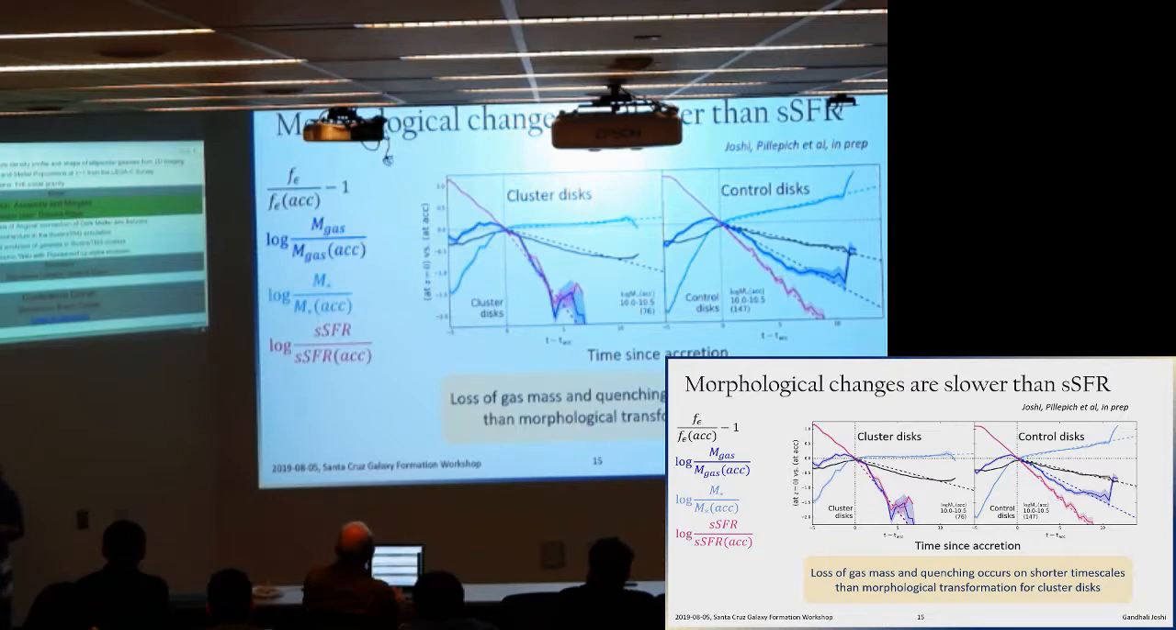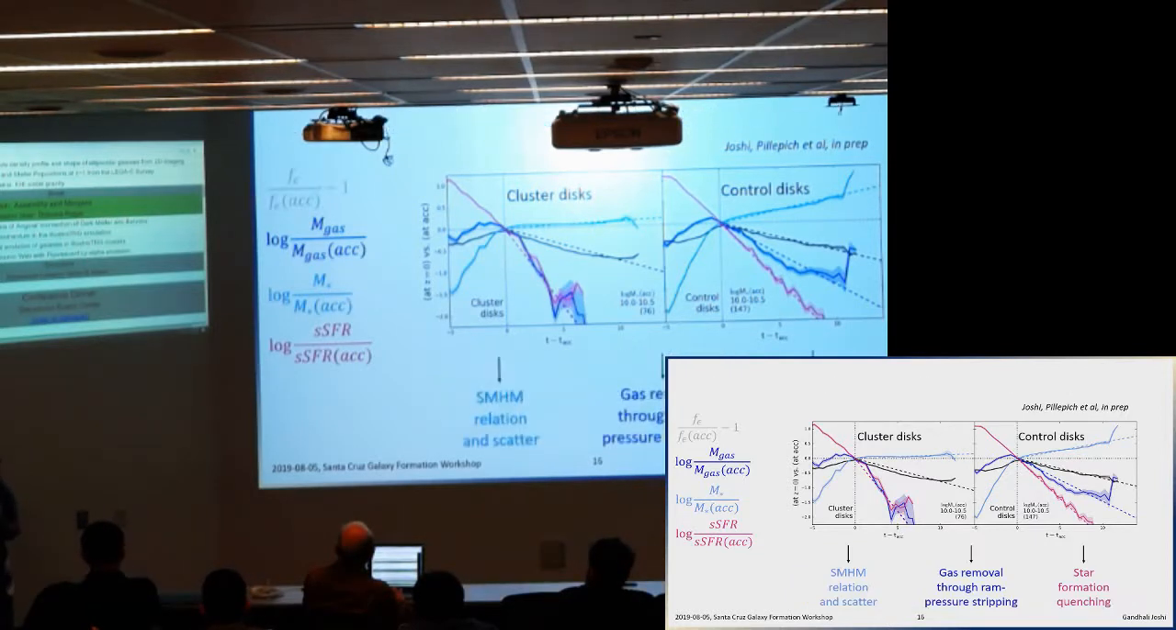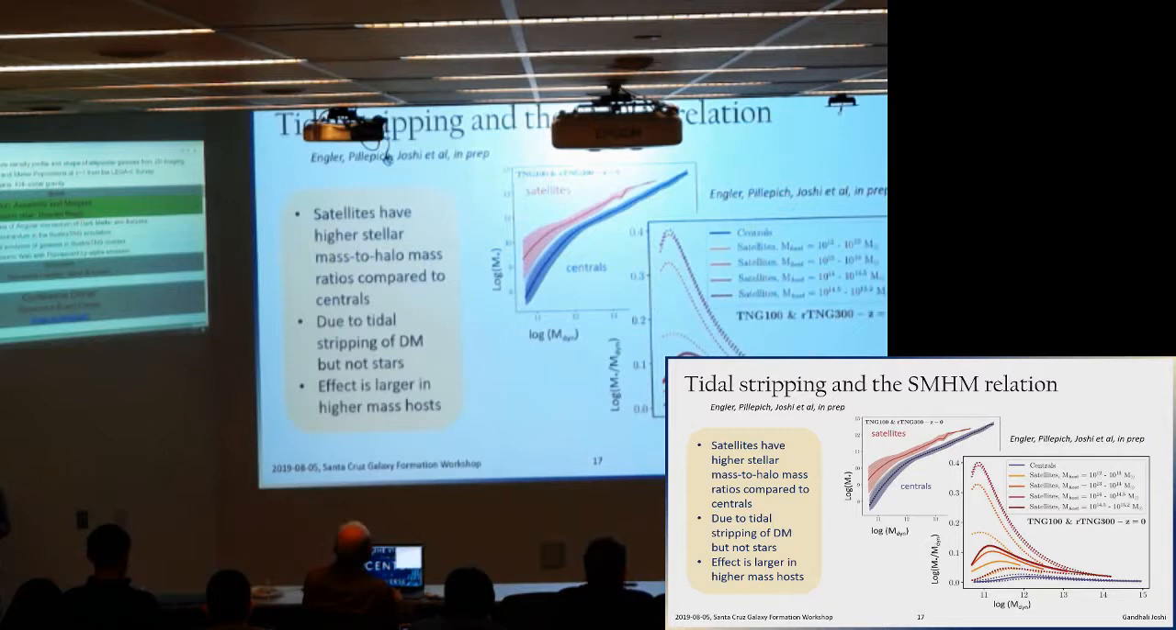So I'm going to use this slide to jump to 3 projects that different people in our group are working on, looking at the stellar mass-halo mass relation, which is related to the increase in the stellar mass of the cluster galaxies, gas removal through ram pressure stripping, and also star formation quenching. I'll show you some results from a few different people for that.